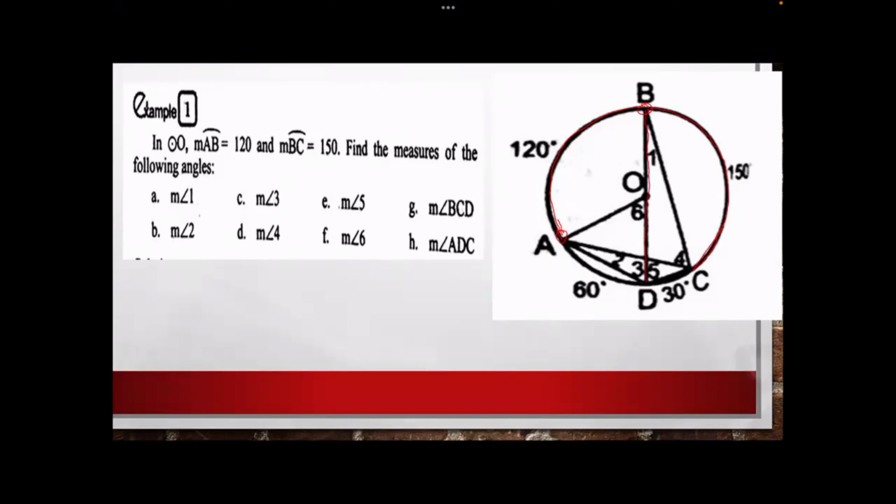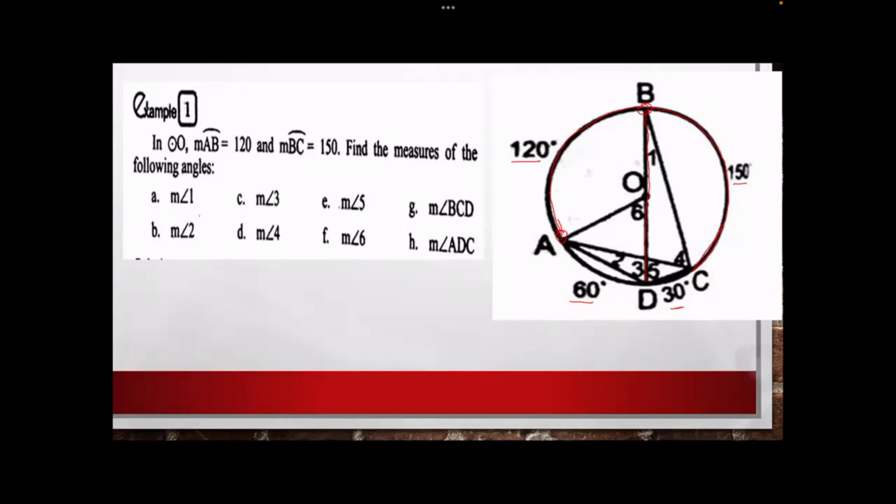So, it formed a semicircle. This is 120. So 120 plus 60 will be 180. Then on the other side, 150 plus 30 is also 180. We have to make sure that a circle is 360. So 120 plus 60 plus 30 plus 150, the answer will be 360. It will not exceed and it will not fall short. The arc should be 360.